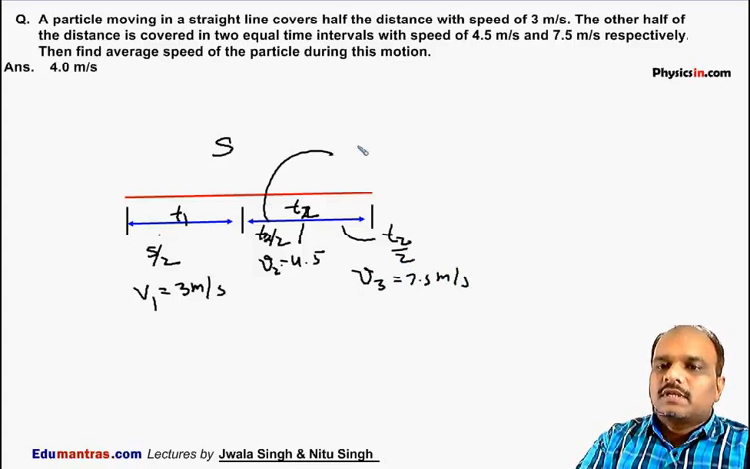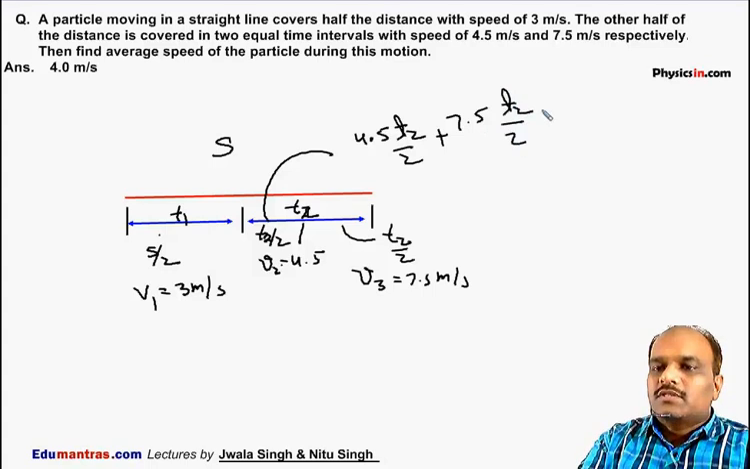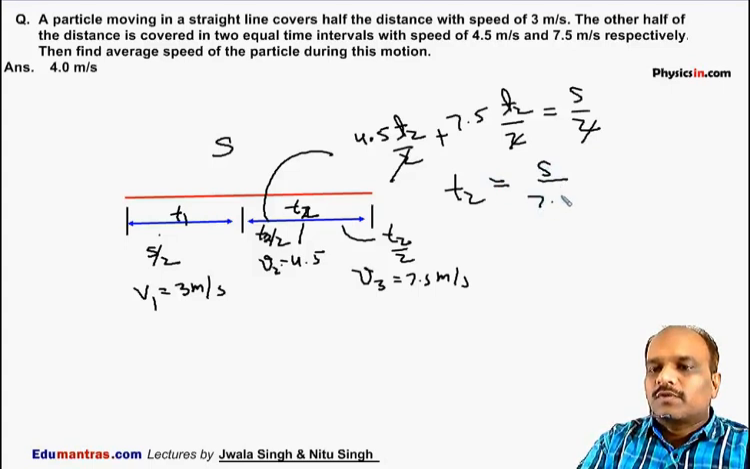So the distance covered is speed into time. We can say it is 4.5 into T2 by 2 plus 7.5 into T2 by 2, and this is equal to S by 2, the other half of the distance. Now from here we can say T2 is equal to S divided by 7.5 plus 4.5, so T2 comes out to be S by 12.